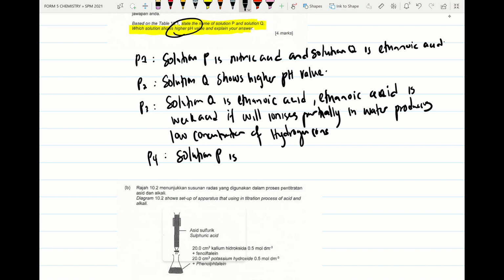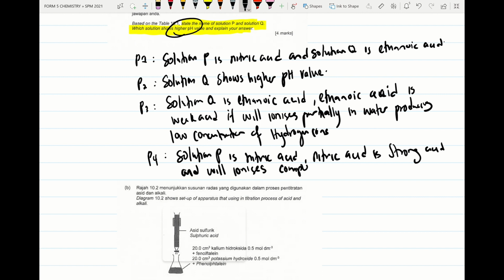Solution P is nitric acid. Nitric acid is a strong acid and will ionize completely in water, producing a high concentration of hydrogen ions.